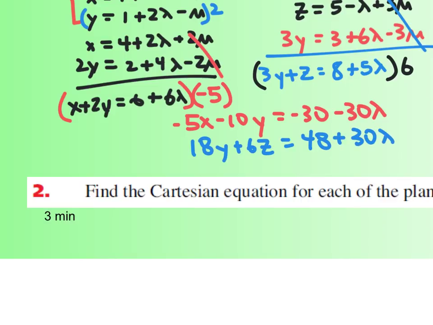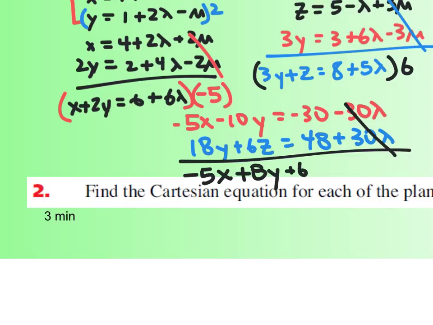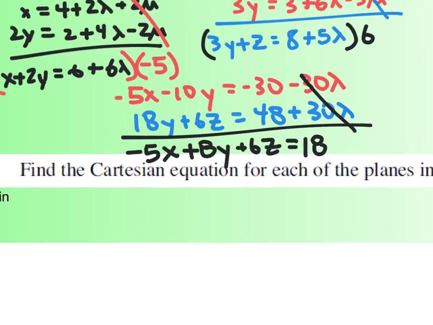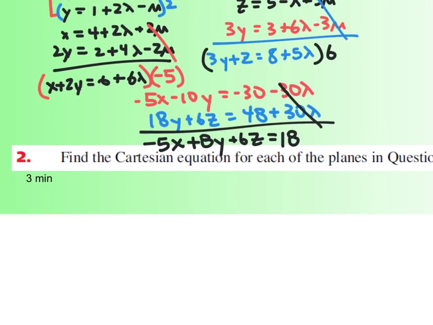Okay, close, almost done. Cancel. Let's see what we get. Looks like -5x plus 8y plus 6z equals 18. All right, that's it. That's the equation that we got here. It looks like I may have done the second part without knowing it.